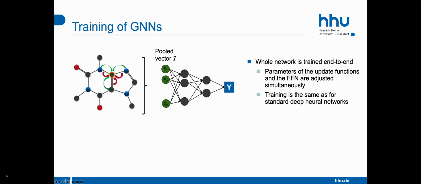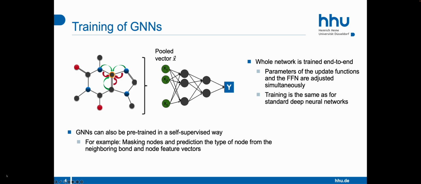And the training procedure is identical for standard neural networks, where we calculate the loss function for our predictions, then calculate the gradients for all learnable parameters using backprop, and then we update the parameters of the neural network accordingly. We have also the option to pre-train graph neural networks in a self-supervised fashion.